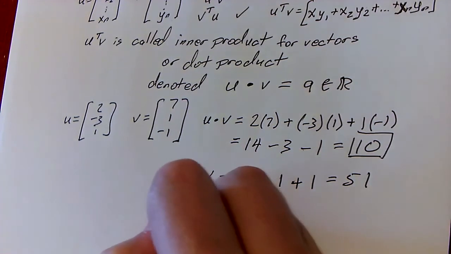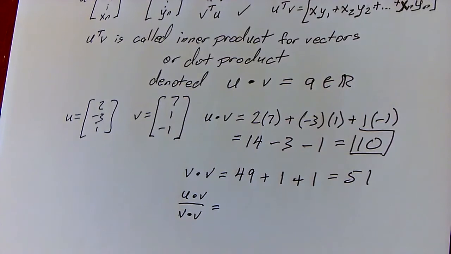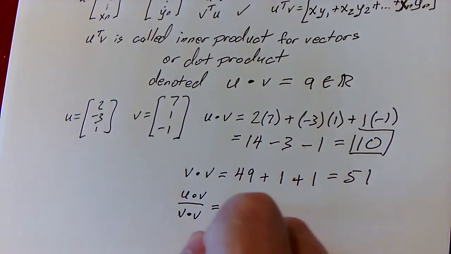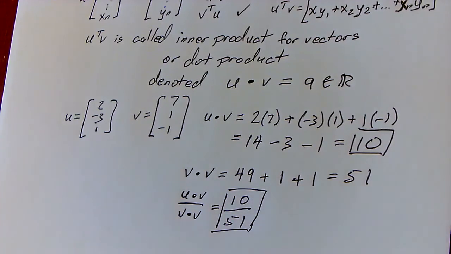Okay, maybe I want to divide a couple of dot products. So I do U dot V divided by V dot V. Well, I can take 10, I already found that, and 51 for V dot V. I already found both of those, and then I divide the results. Simple enough.